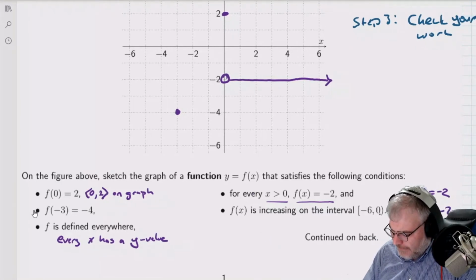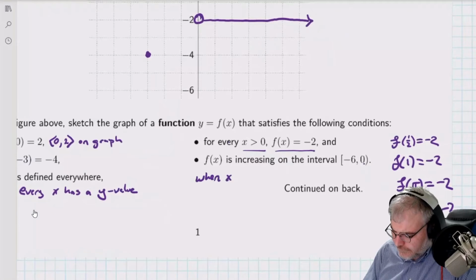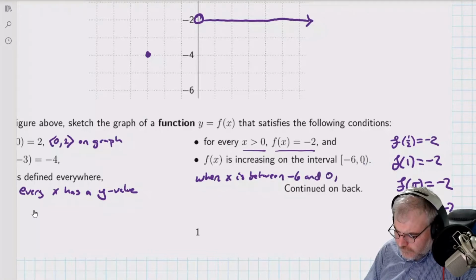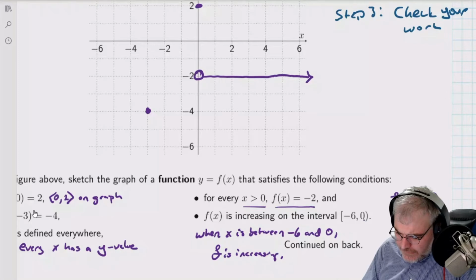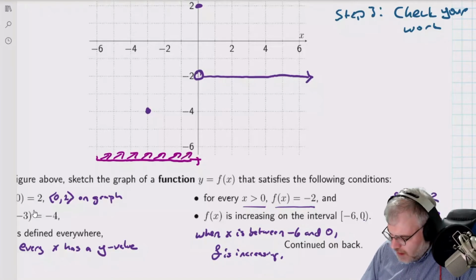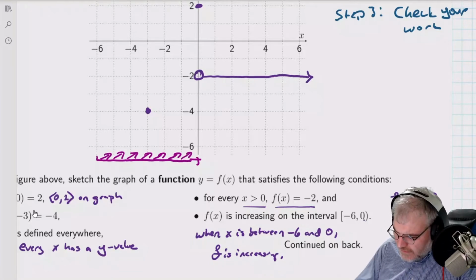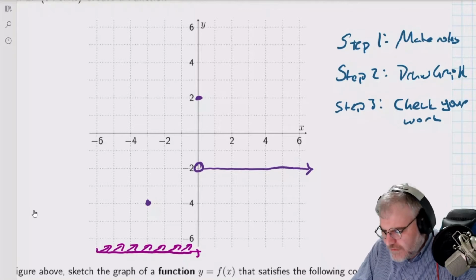Okay. So what am I going to do there? I'm going to make myself a note. From -6 to 0, I'm increasing. All right, so that's all the conditions. Now I'm going to draw my graph based on my notes.